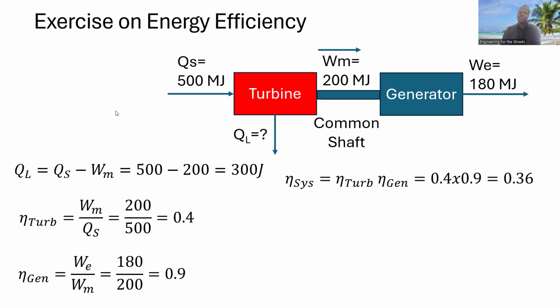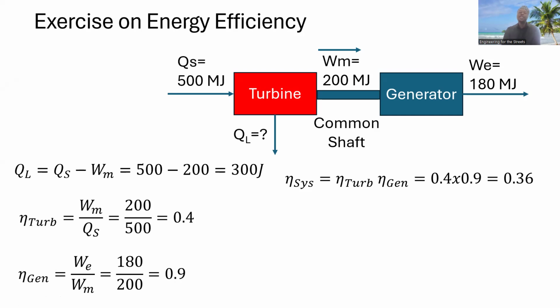The efficiency of the system, the entire system consisting of the turbine right through to the generator, is the ratio of the overall output of the system to the overall input of the system. That's 180 divided by 500, which is 0.36.